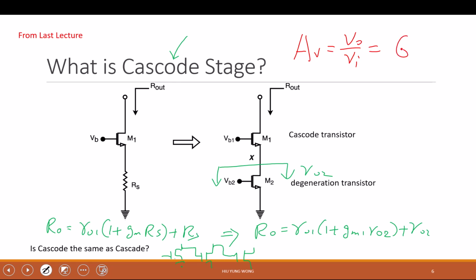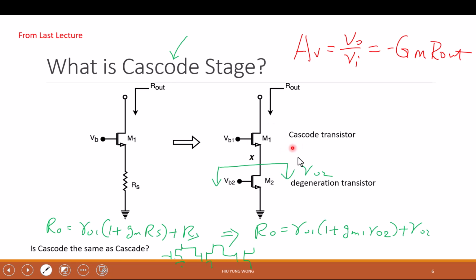Very good. Overall GM times overall R out, right? I missed something. What else did I miss? Negative. Excellent. So always remember this. But this GM is the overall GM, not just the GM of the transistor. Although last time I showed you that for common source, the capital GM is just the small gm of the transistor, right? And then R out is the overall output resistance, right? So the reason that we want to increase the output impedance in this case is because I want to increase the gain, right?